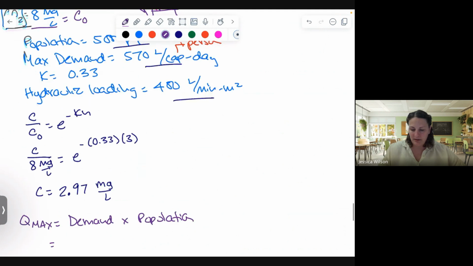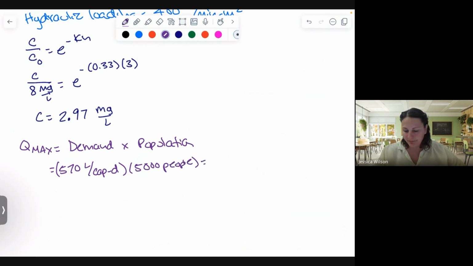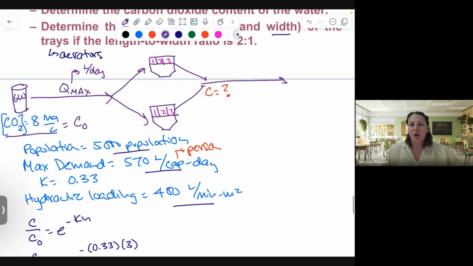Our demand, 570 liters per person or per capita per day, times our population, which is 5,000 people, gives us 2.85 times 10 to the 6 liters per day. So that's the total maximum flow that is going to these aerators.